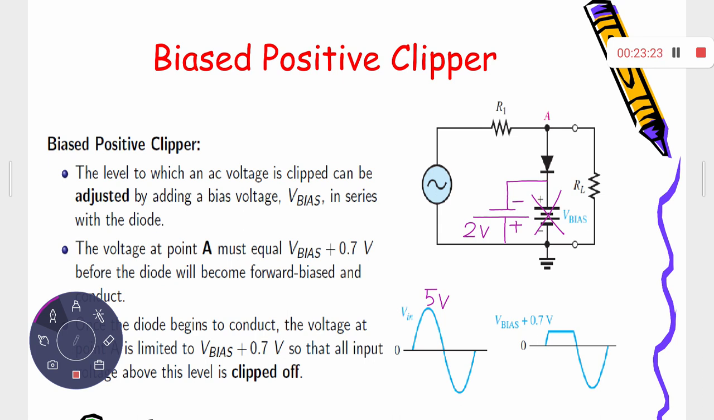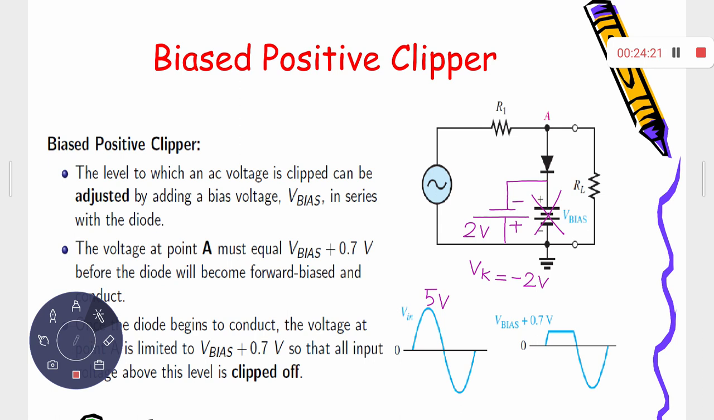So the cathode potential VK is at minus 2 volt. Now, if VK is minus 2, what will be the status of the diode in the positive half cycle? Will it be off or on? Cathode is held at minus 2, and in the positive half cycle, the anode is always positive. So what is the status? The diode will become on.